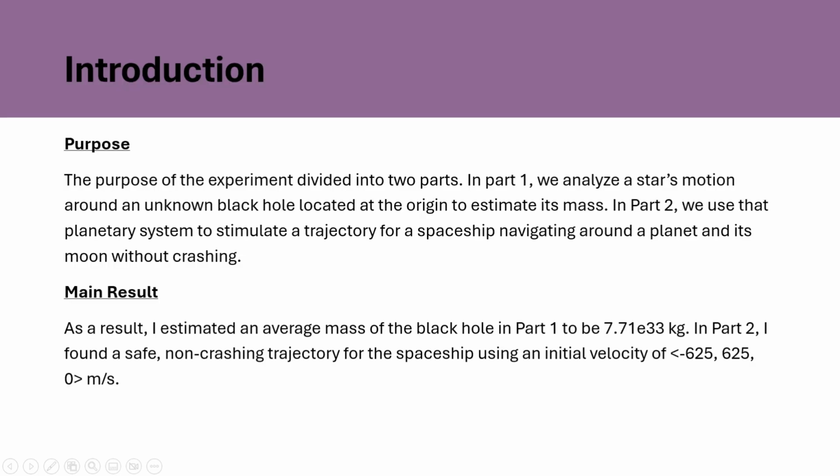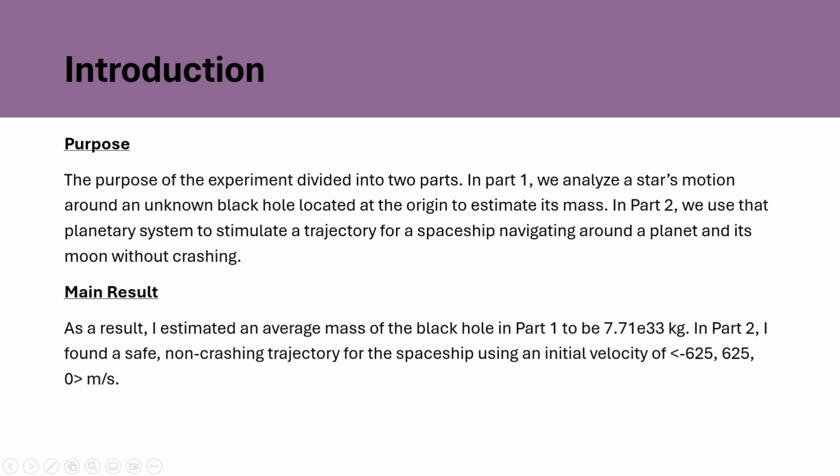The purpose of this experiment is divided into two parts. In part one, we analyze the star's motion around the unknown black hole located at the origin to estimate its mass. In part two, we use the planetary system to simulate a trajectory for a spaceship navigating around the planet and its moon without crashing. As a result, I estimate the average mass of the black hole in part 1 to be 7.7 times 10 to the power of 33 kilograms.